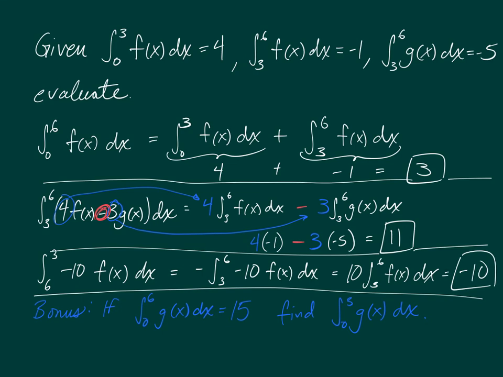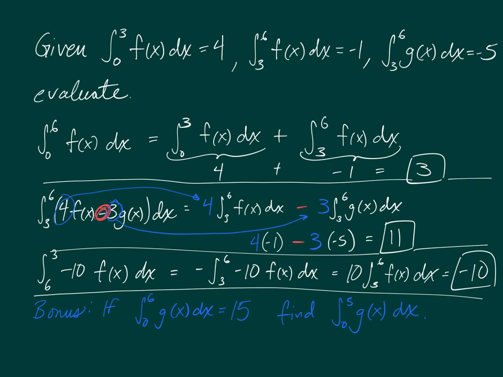And then I have a little bonus question down here. Let's say I give you an extra piece of information. Here, the integral from 0 to 6 of g of x dx is 15. And I ask you to find the integral from 0 to 3 of g of x dx. Well, this is going to be very similar to what we did in the very first example. However, we don't know these. We know these. So we'll actually have to solve for some sort of integral here.